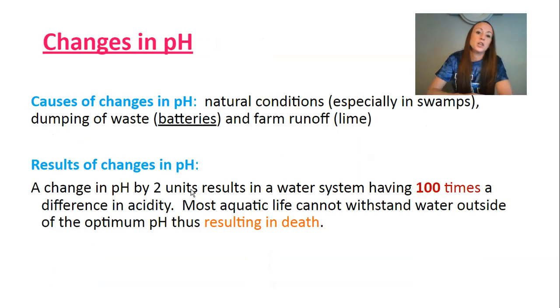All right, changes in pH. What can cause a change in pH? Well, pollution. If there's pollution in the water, you're going to change the pH, making it most likely a little bit more acidic and making it difficult for fish to live. So if the pH changes, you're going to have polluted water or contaminated water.